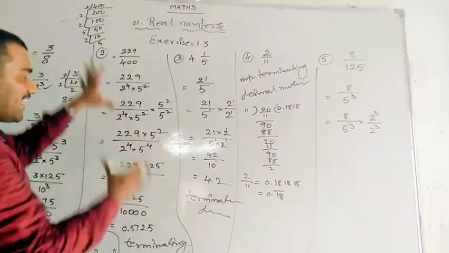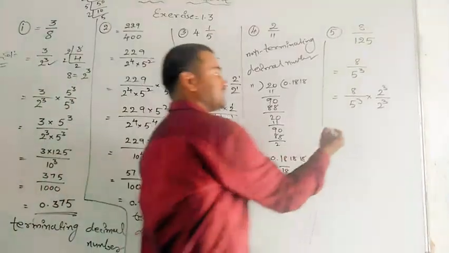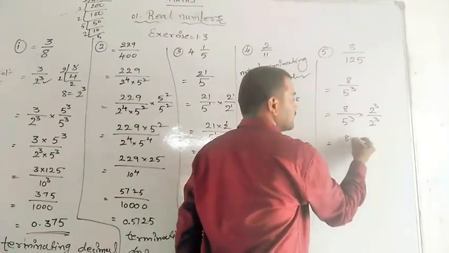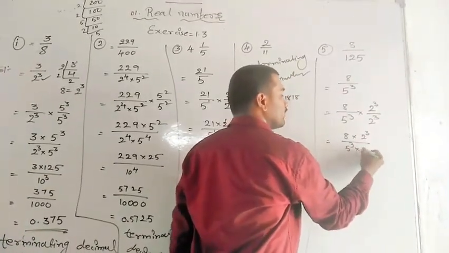Like see, I am not dividing, but I am getting the answer, the decimal expansion. So this is the process to do it very easy. So 8 into 2 cube by 5 cube into 2 cube.